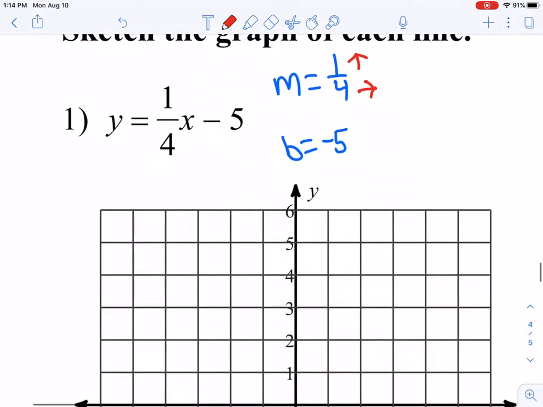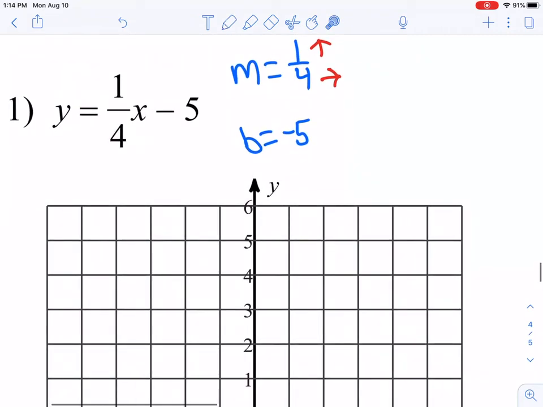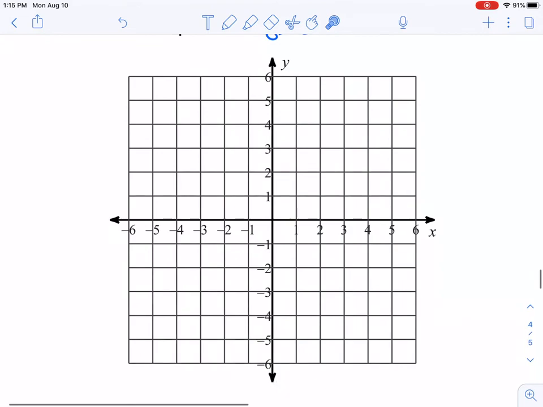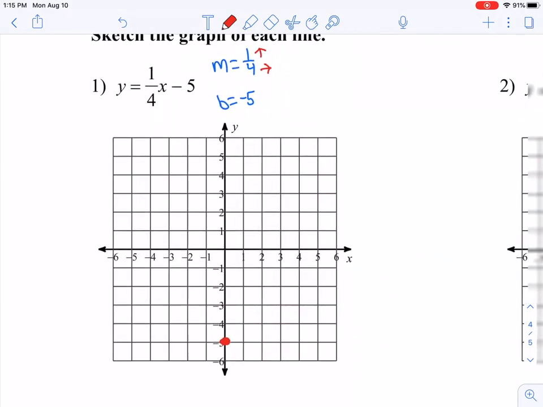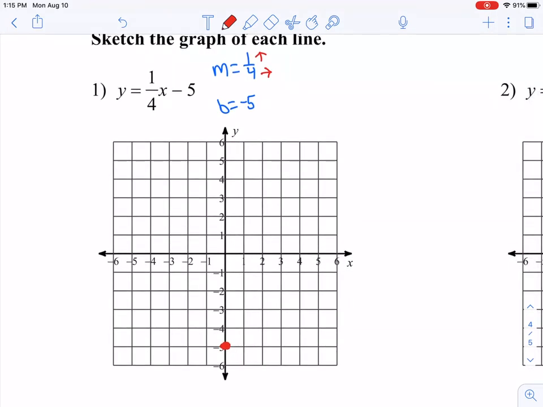So now watch what we do. B tells us where to begin on the y-axis. So B is telling us where to begin. We're going to begin at negative 5. So I'm going to find negative 5, and I'm going to begin here at negative 5. I am not beginning on this negative 5 because that is my x-axis. I always need to begin on my y-axis, which is vertical, up and down. So I'm going to begin at negative 5, and my m tells me how to move from that point.